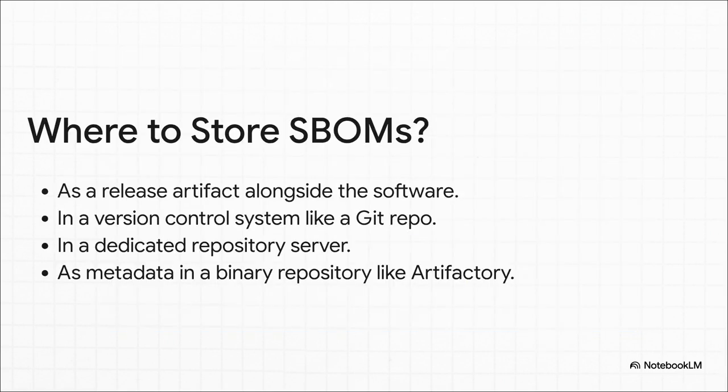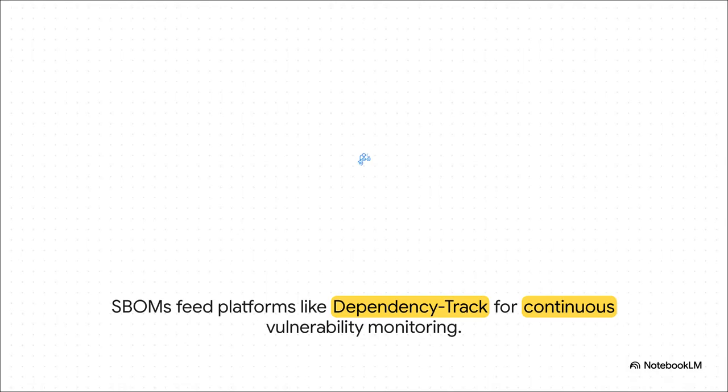So, where do these things actually live? Well, you've got a few options here. You can store it as a release artifact, right alongside the software it describes. Or you could keep it in a Git repo, maybe use a dedicated repository server. Another really popular option is to store it as metadata in your binary repository, like Artifactory or Nexus. Look, the key isn't the exact spot you put it, it's that your automated tools know where to find it, every single time.